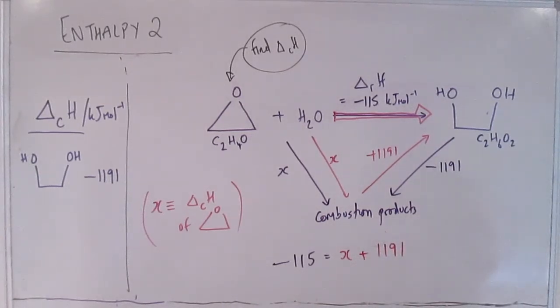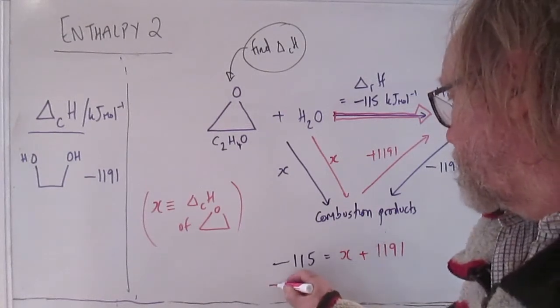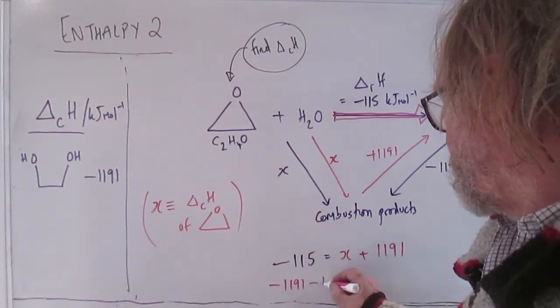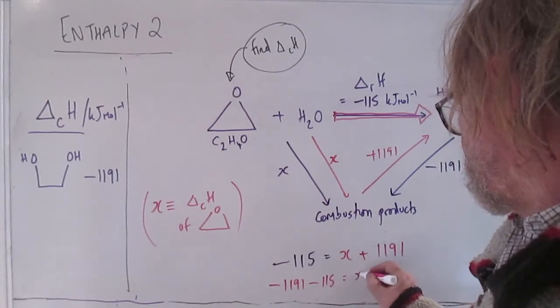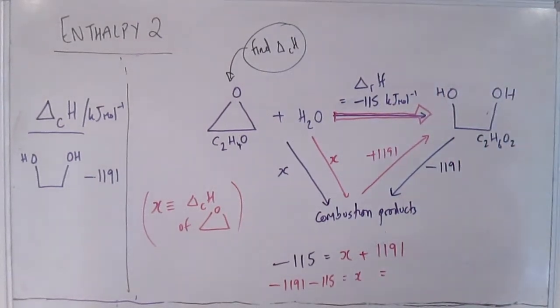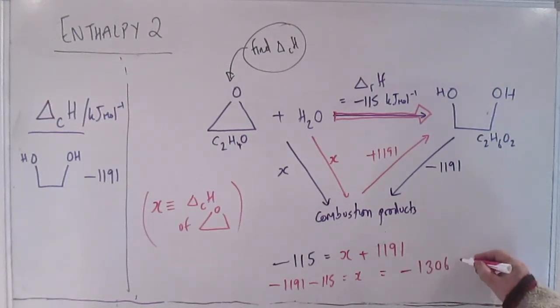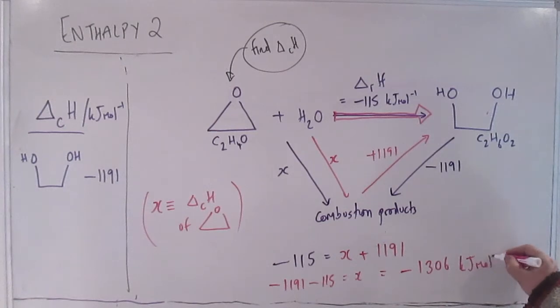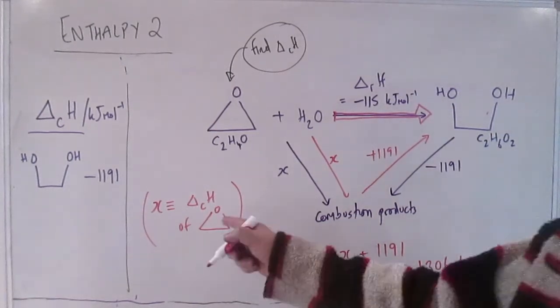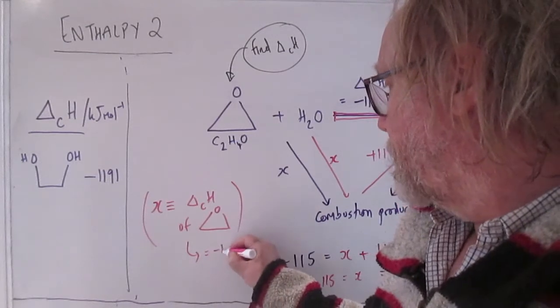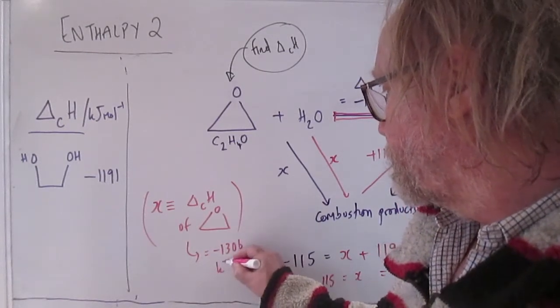And therefore we can easily rearrange that. So subtracting 1191 from each side, we get minus 1191 minus 115 is equal to X, which works out as minus 1306 kilojoules per mole. That is our answer. So that's equal to minus 1306 kilojoules per mole.